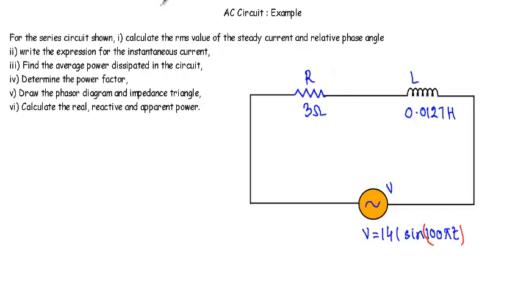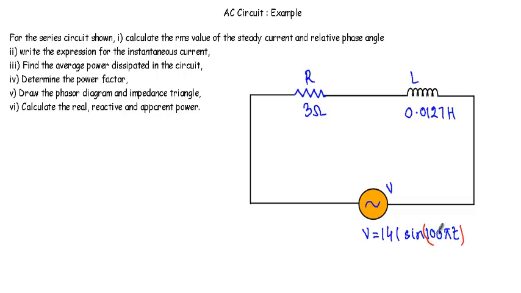In this video, I will show you an AC circuit. Here I have a resistor of 3 ohm and an inductance of 0.0127 Henry. This resistance R and the inductance L are connected in series, so this will be a series RL circuit, and in the circuit we are applying an alternating voltage V equal to 141 sin 100 pi t.